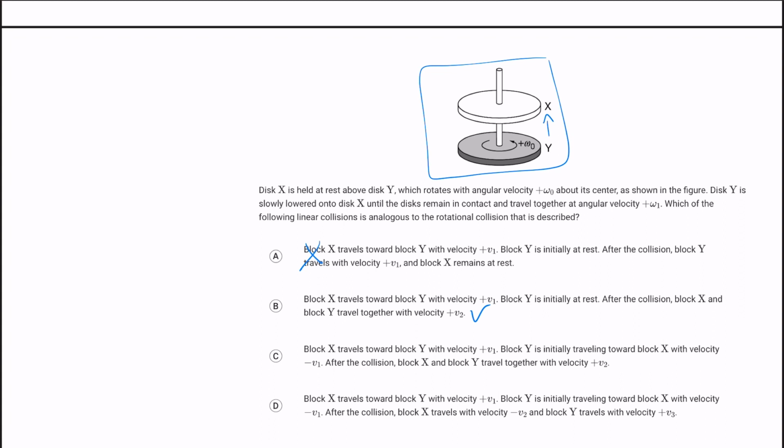say. Block X travels towards block Y with velocity v1. Block Y initially traveling toward block X with velocity negative v1. Already dealing with some negative velocity, and I'm seeing that in C and D, is definitely not going to be very close in analogy to the rotational problem that we have above. So we're going to go ahead and circle B and move on.